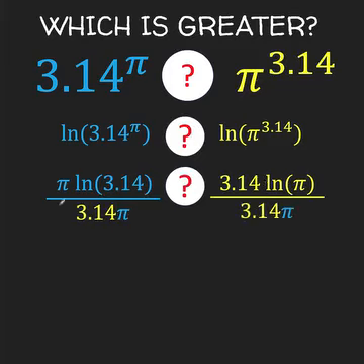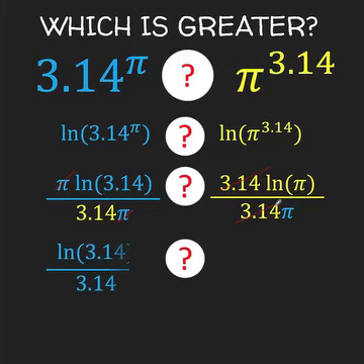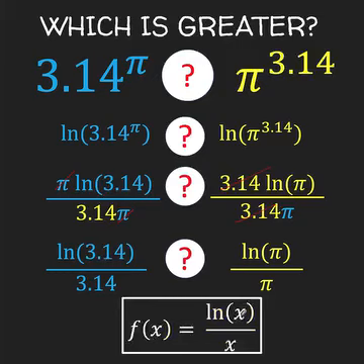pi. And at the left side, this pi and this pi are cancelled out. And at the right side, 3.14 divided by 3.14 is also 1. So here are our resulting expressions. Notice now that the form is ln of an input over the same number. The same thing here, ln of pi over the same number pi. So the form now of this function is ln of an input x over the same value x.